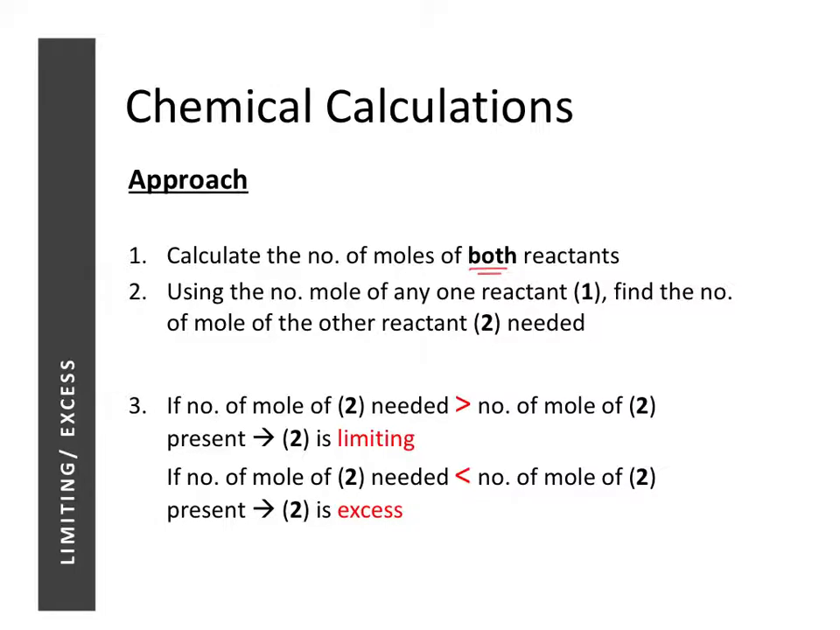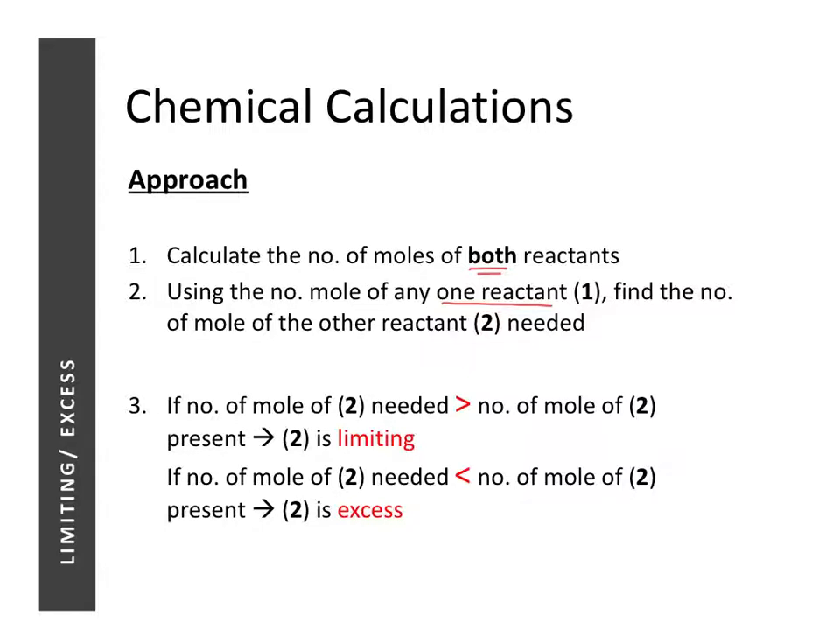Whatever quantity that's given, we convert it into moles. Then we pick any one reactant. It doesn't matter which reactant you pick, you will still arrive at the same conclusion. So pick any one reactant, and use the mole ratio to find the number of moles of the other reactant needed.